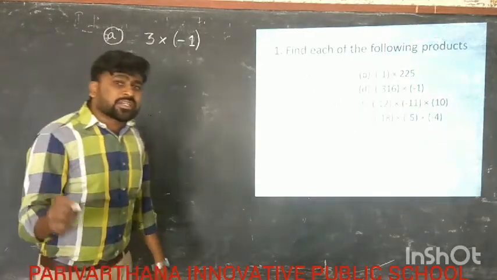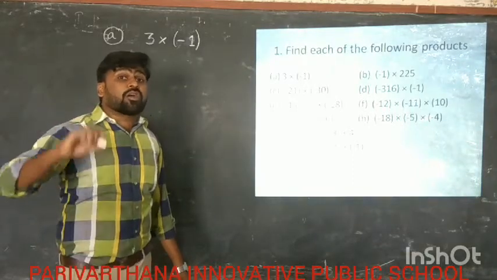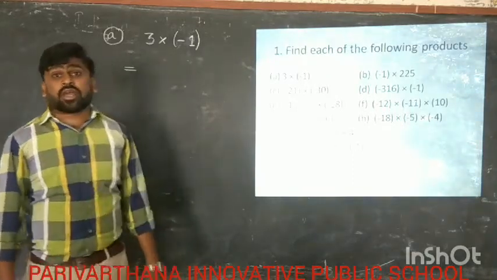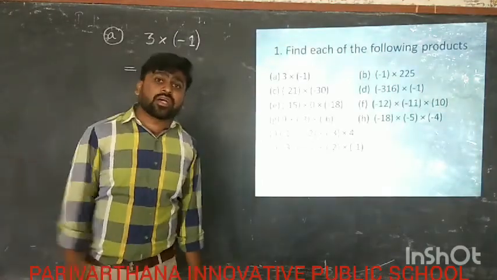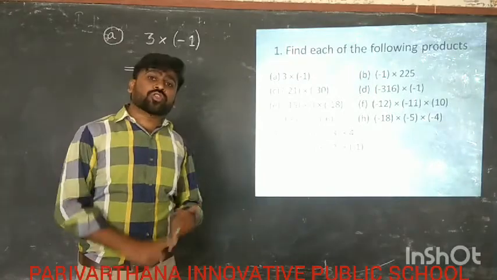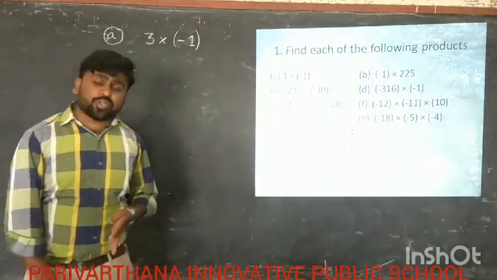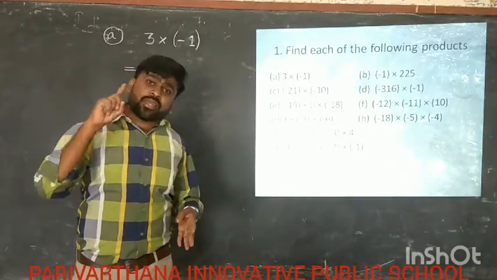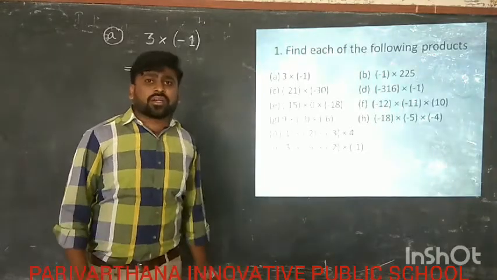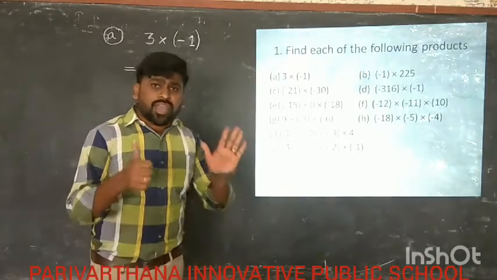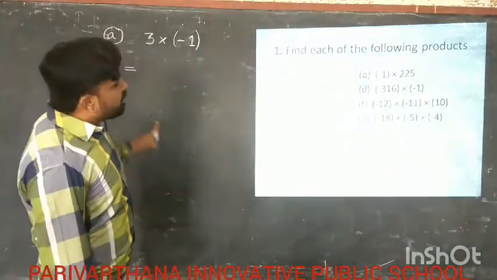You already know regarding the multiplication of integers. We already discussed in the previous class the properties of multiplication. Clear? What are the important properties of integers under multiplication? Nothing but closure property, commutative property, associative property, distributive property, multiplicative identity, and multiplication with zero. Like that, in the previous class we have discussed 6 properties. Clear?